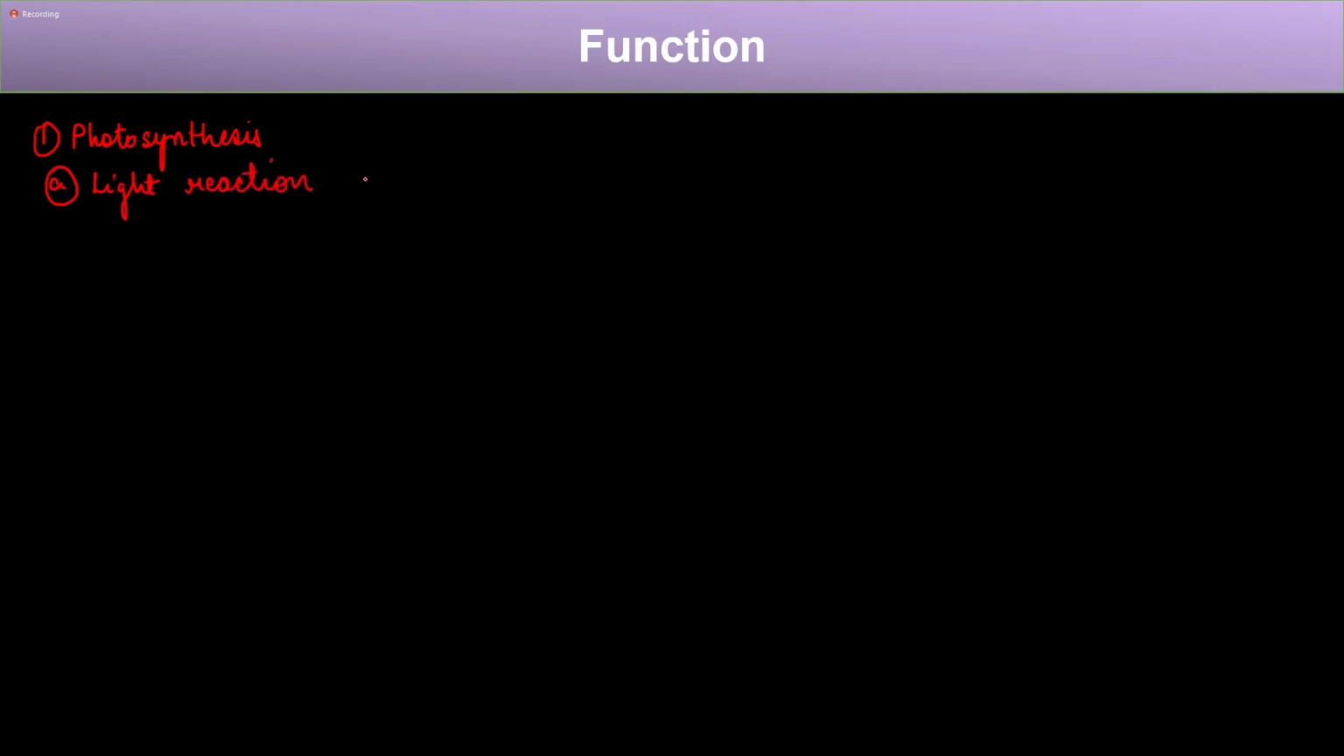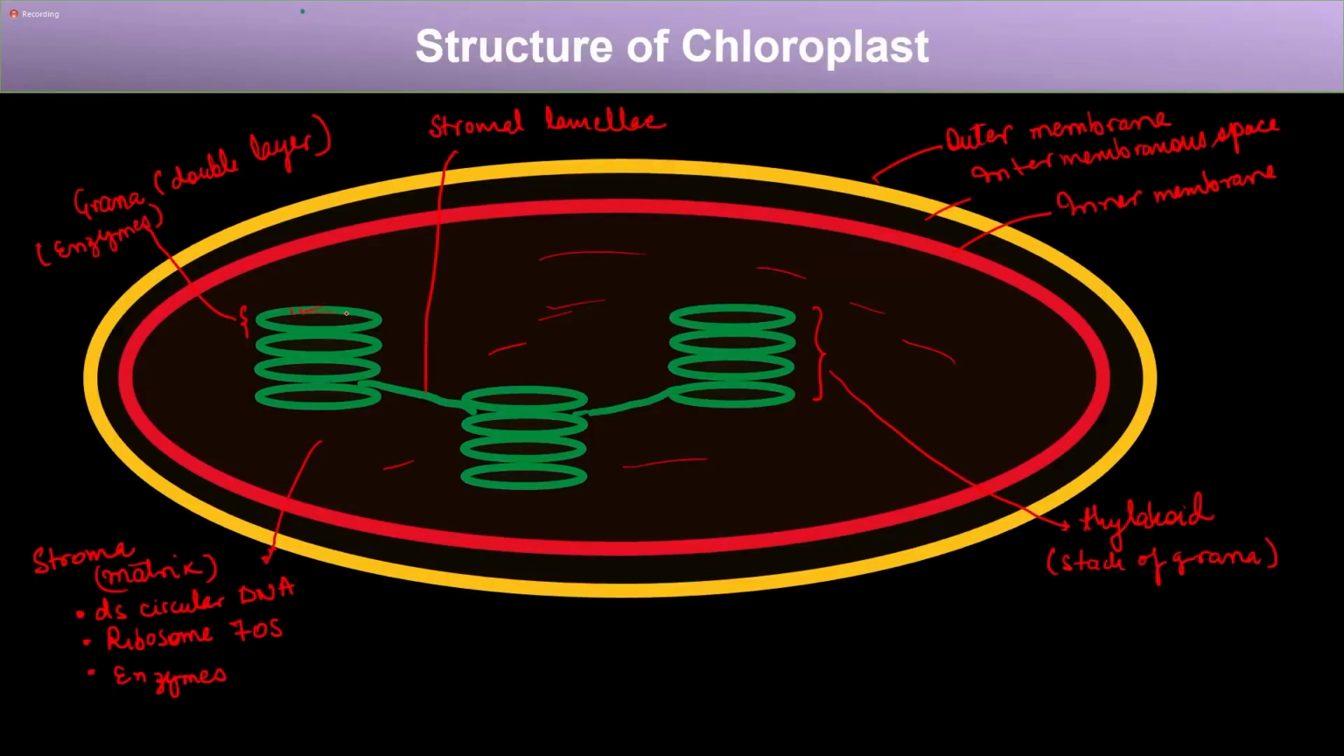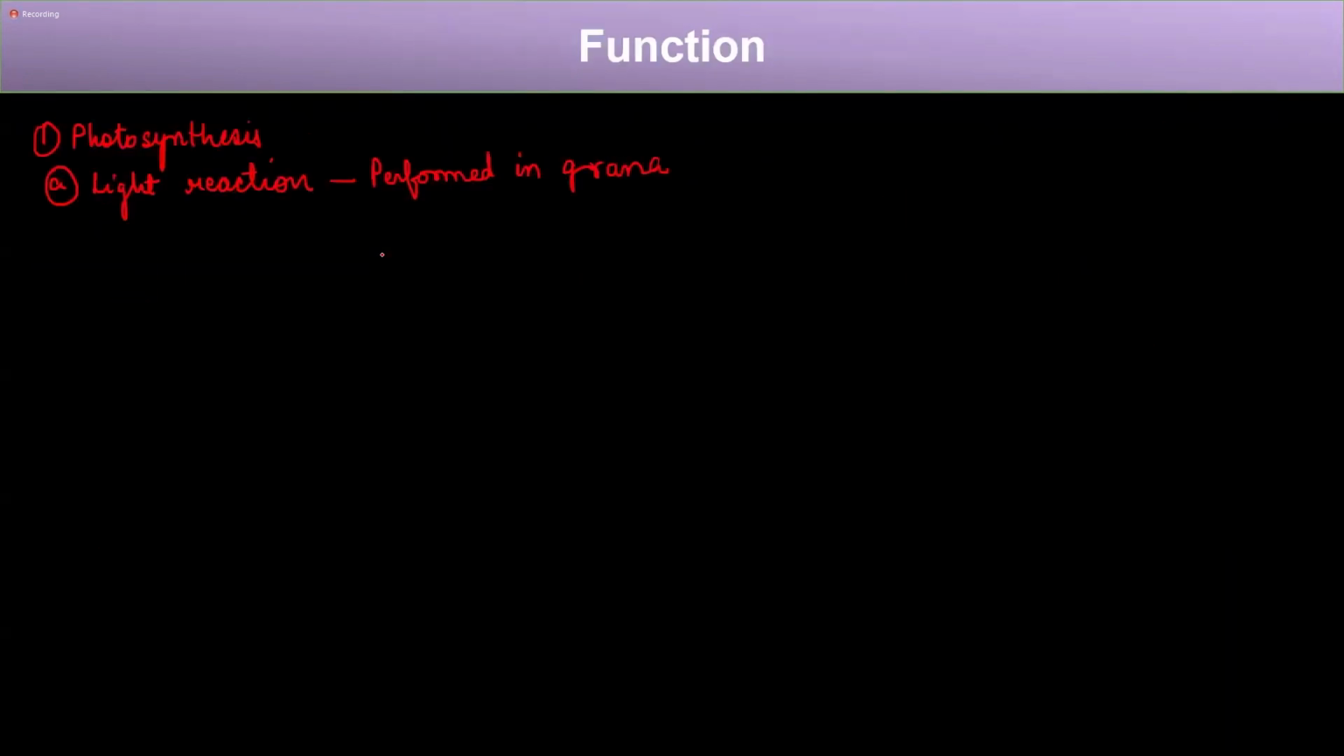Okay. Now, if we talk about the light reaction, where it is performed: in grana. So the light reaction is performed in the grana. Why? Because grana has pigment that can perform this light reaction.